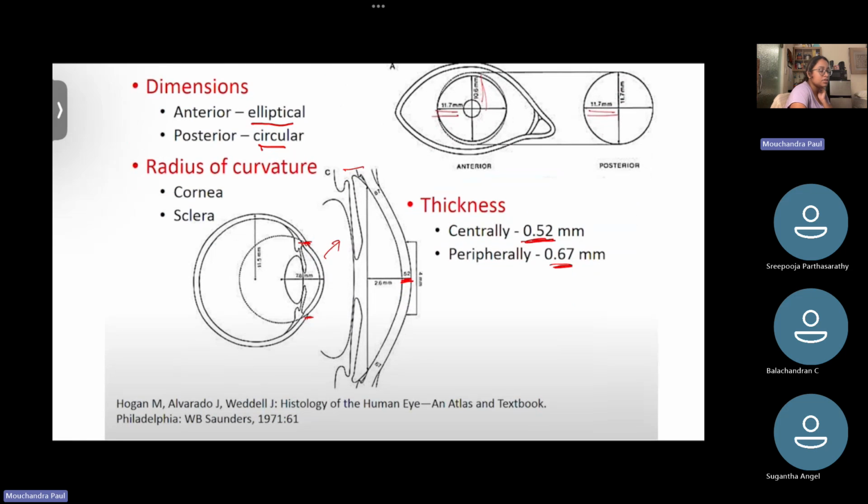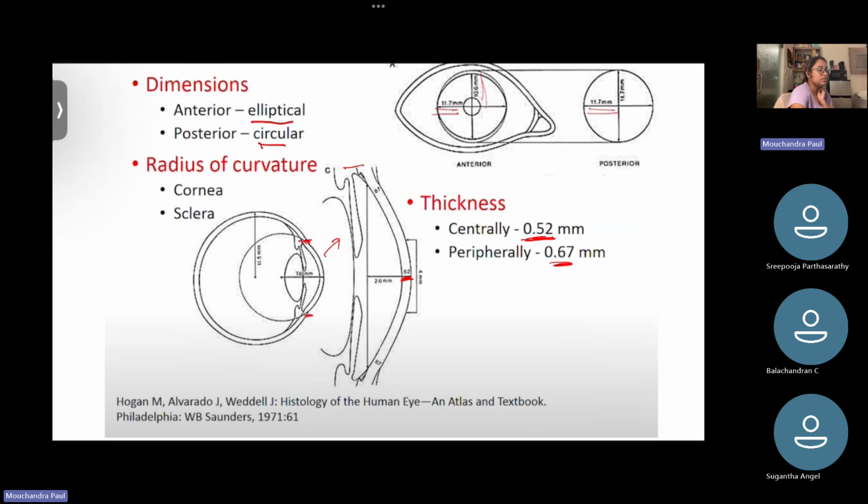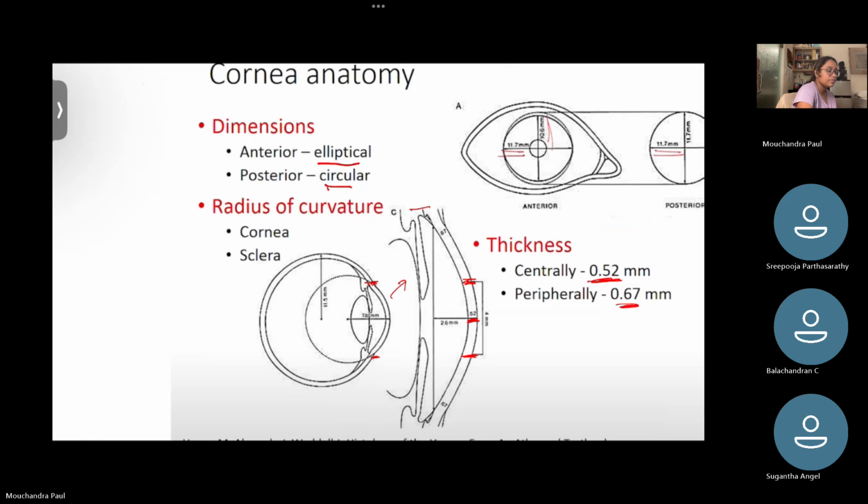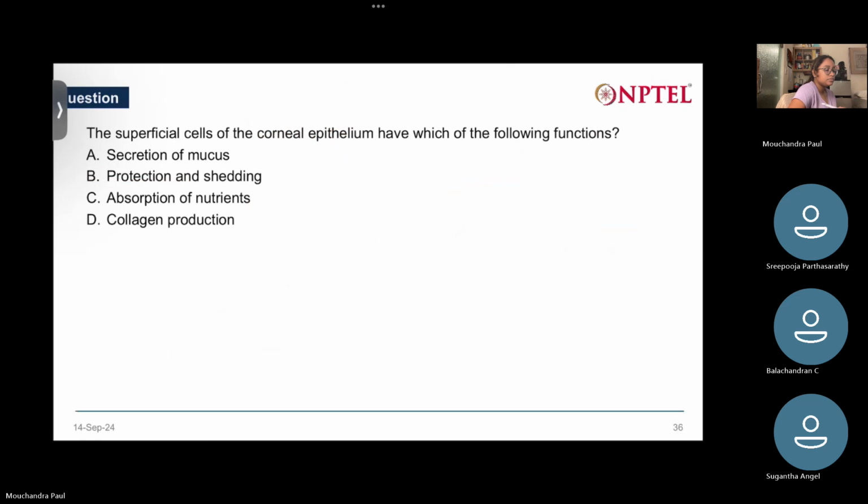The region where wound healing studies and defects are most widely studied is this central region, which is around 4 mm. Here is where surgical intervention may be required, because this is the most susceptible region for any defect or condition. All right. This is the next question.